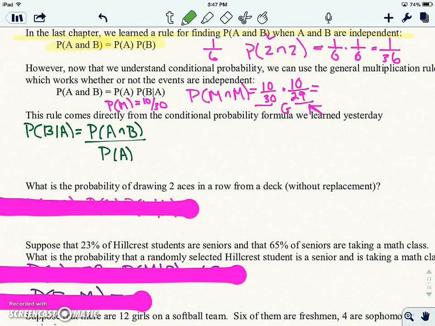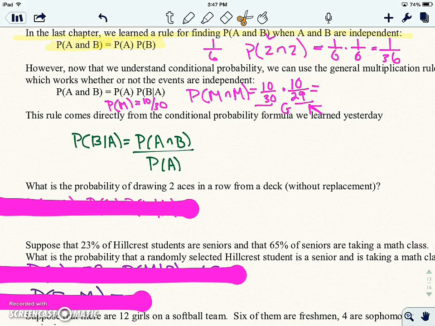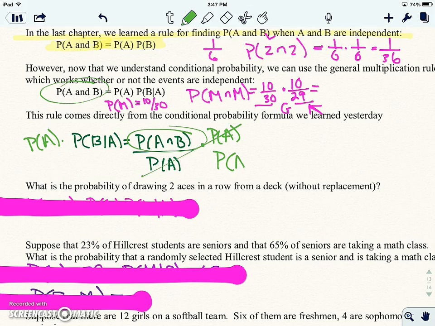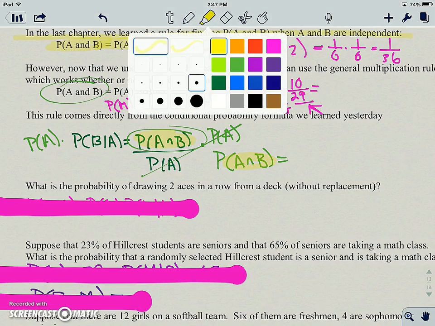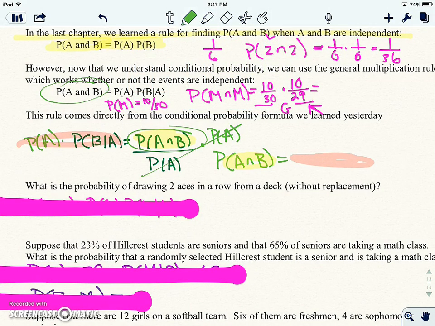This rule comes directly from the conditional probability formula we learned yesterday. Below is that formula in green. I'm actually going to scoot it over because here's our formula. If you decide to solve for the probability of A and B, which is this part, we would just multiply the top and the bottom by the probability of A. And you'd get the probability of A and B equals the probability of A times the probability of B, given that A has already occurred. So this is our new formula. Always works, not just when they're independent. And it's derived from the conditional probability formula.